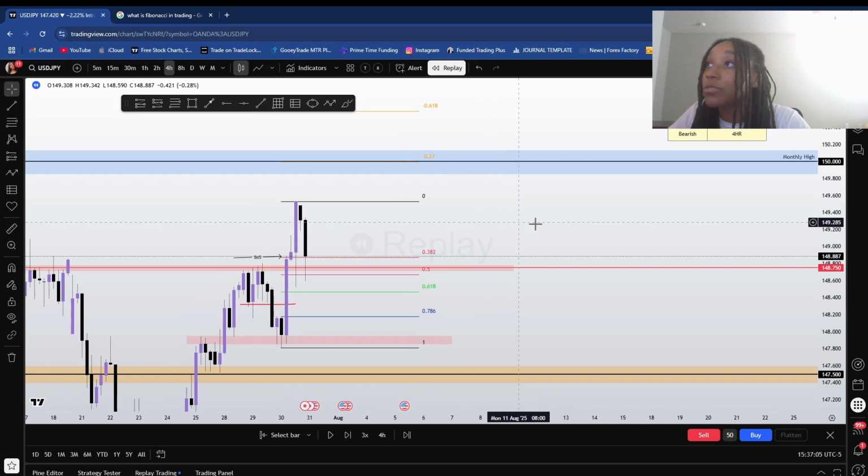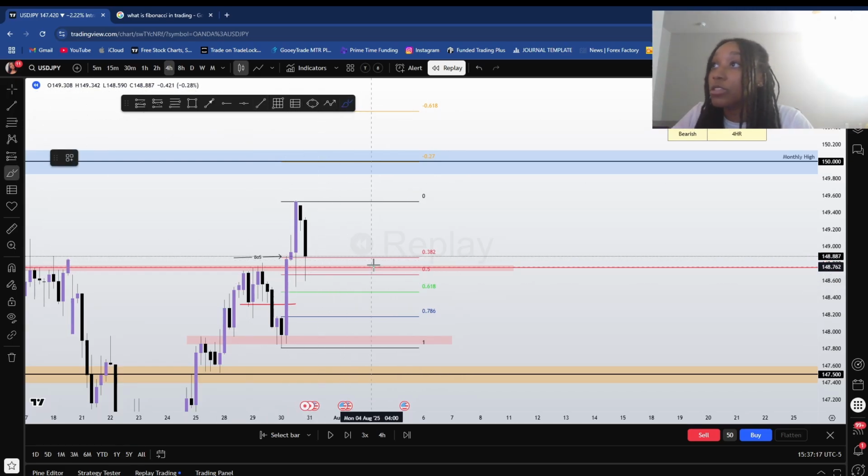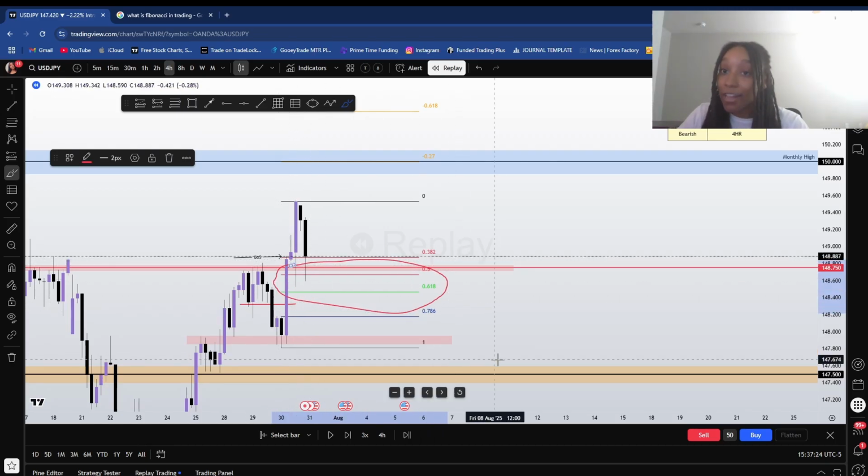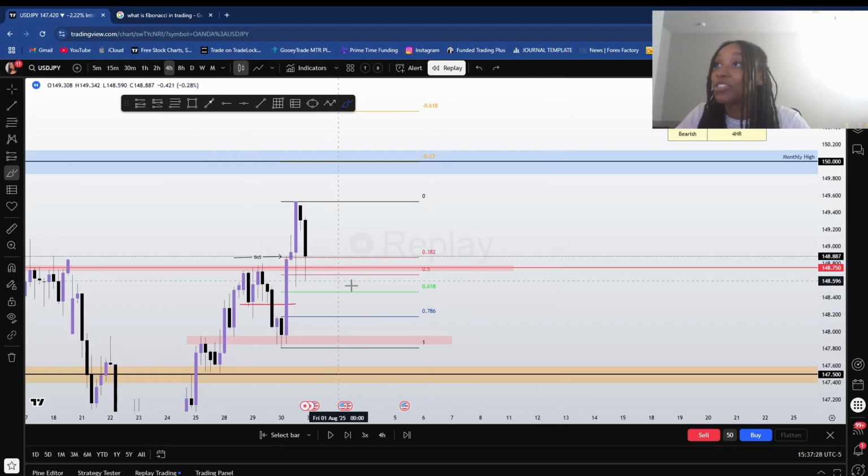And look what price is rejecting. Price is rejecting these fib levels. It's rejecting the 38, the 50, right? And we're actually touching our golden zone. I'm not gonna talk too much about the golden zone, but essentially your golden zone is between your 50 and your 61 level. This is your key level where price tends to reverse. So price is also rejecting our golden zone right here. So it's 3 confluences, right?